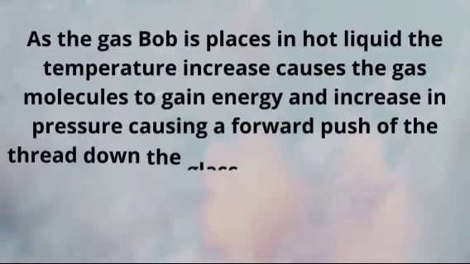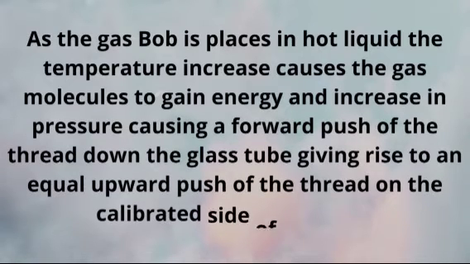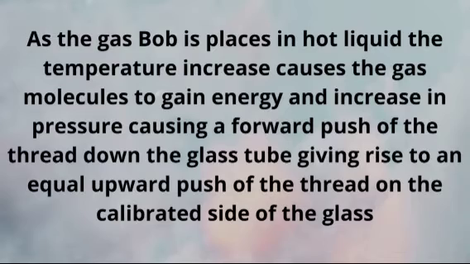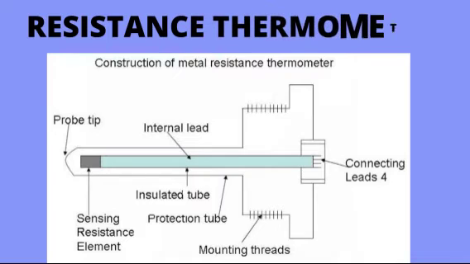We said as the gas bulb is placed in hot liquid, temperature increases, causing the gas molecules to gain energy and increase in pressure, causing a forward push of the thread down the glass tube, giving rise to an equal upward push of the thread on the calibrated side of the glass. So it is the other side of the thread that you now read whatever measurement you want to read. That's how the gas thermometer works. Increase in temperature causes increase in pressure of gas, which pushes the thread to give you a measurement.